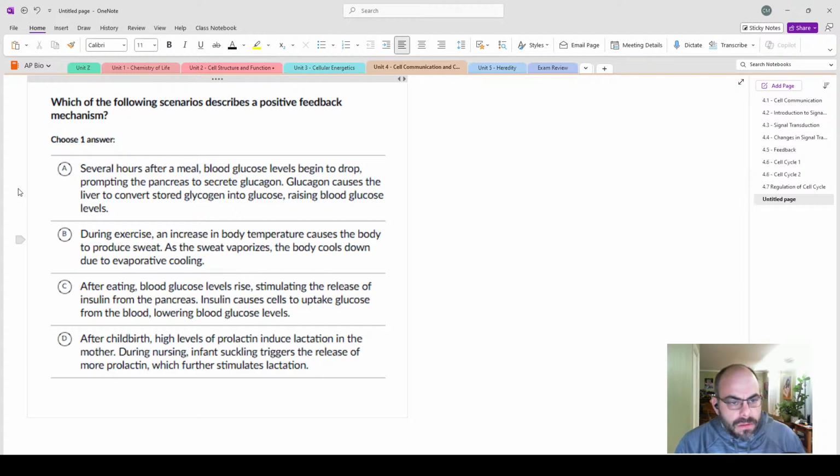All right. So which of the following scenarios describes a positive feedback mechanism? So again, before I start searching A, B, C, D, well, there's no E, I'm going to rehearse in my mind what a positive feedback mechanism is. It is where the process and the product keep turning each other on.